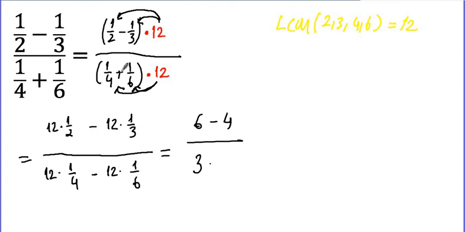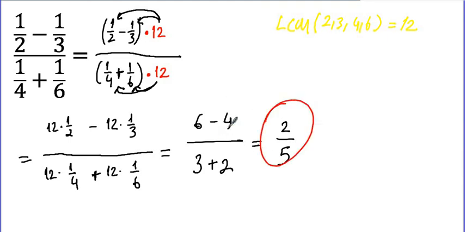I'm sorry, let's be careful. This is also plus. So plus 12 times 1 over 6, which is 12 over 6, is 2. So 6 minus 4 is 2. 3 plus 2 is 5. This is the second way of simplifying complex fractions.